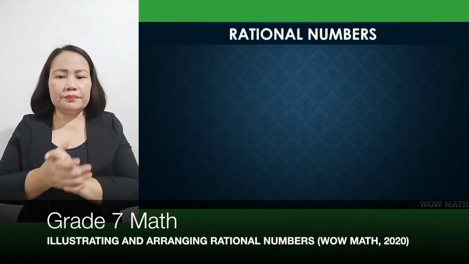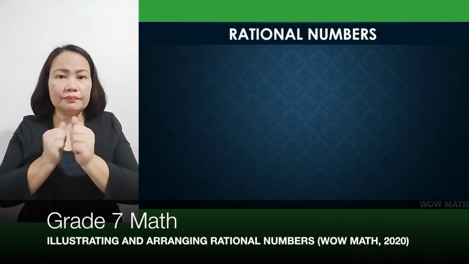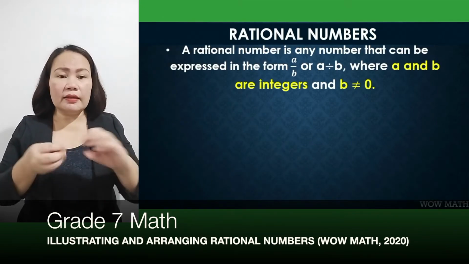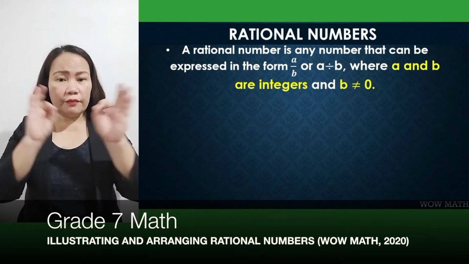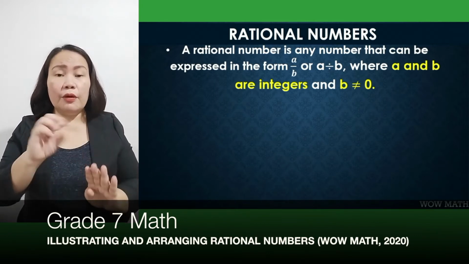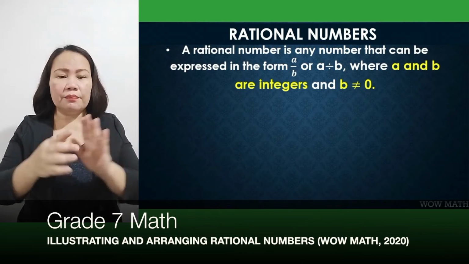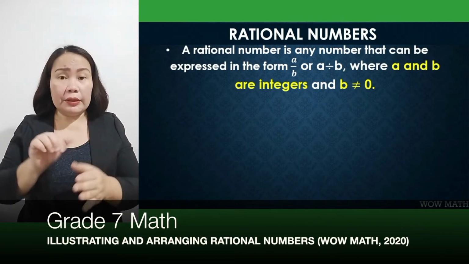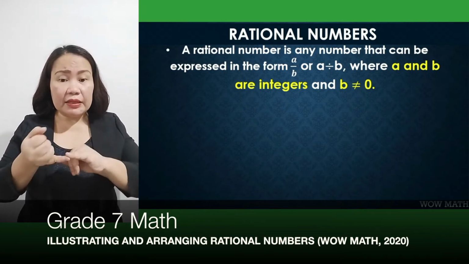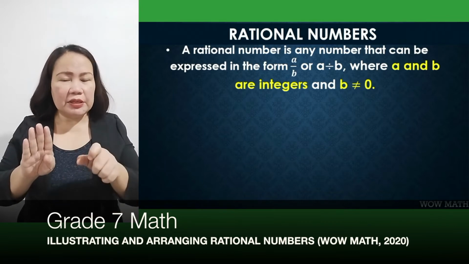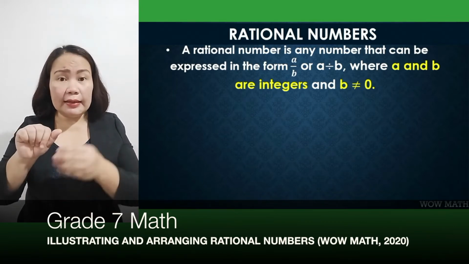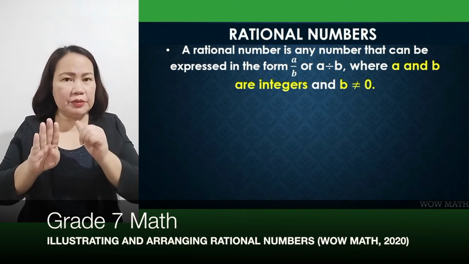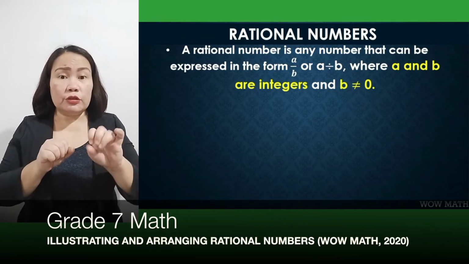Let's have an example and define what is a rational number. So a rational number is any number that can be expressed in the form A over B or A divided by B. So again, A over B or A divided by B, where A and B are integers and B should not be equal to 0. Let me repeat, your A and your B, or your numerator and denominator, should be integers and your B should not be equal to 0, so that your rational number would not become undefined.